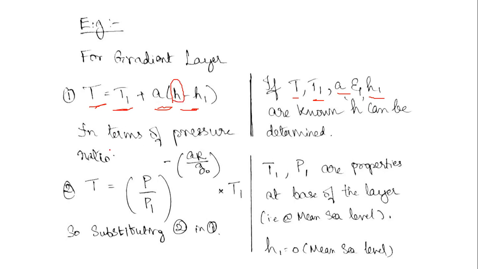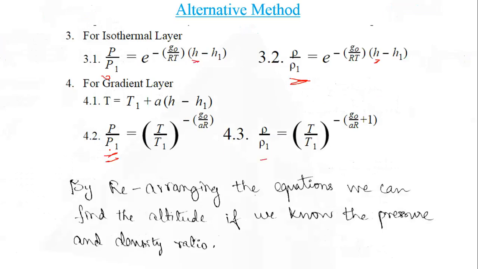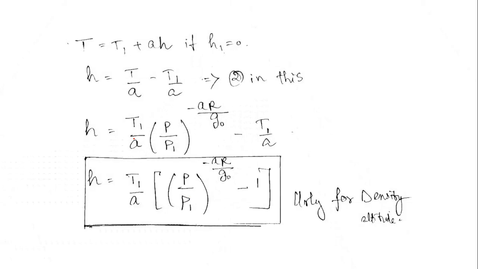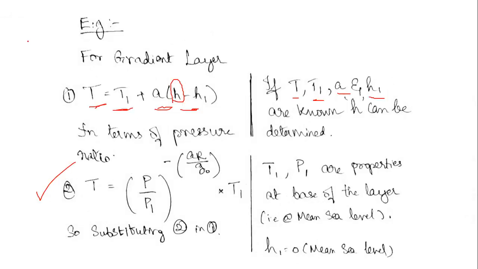And temperature at that particular altitude can be obtained by rearranging these equations. So we are talking about the gradient layer. So if we rearrange this equation to find out the value of T, we can obtain a similar kind of equation. So when we substitute this value in equation 1, we can obtain that. So here is the equation 1.